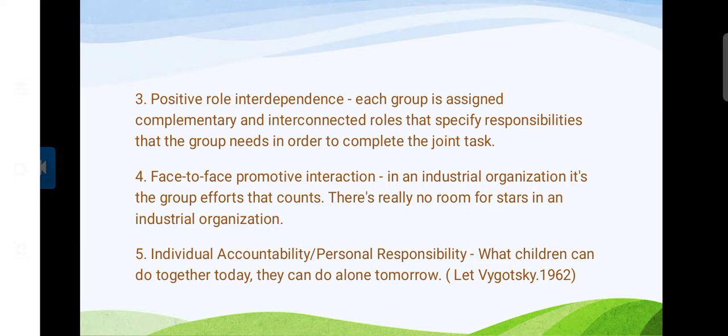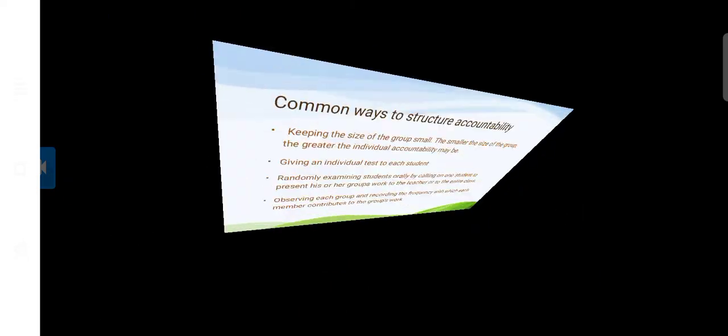Number 4, face-to-face promotive interaction. This is like an industrial organization. It's the group's efforts that count. There's really no room for stars in an industrial organization. Number 5 is individual accountability or personal responsibility, which means that what children can do together today, they can do alone tomorrow, according to Vygotsky in 1962.